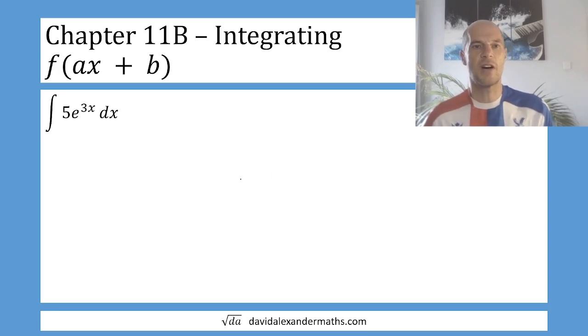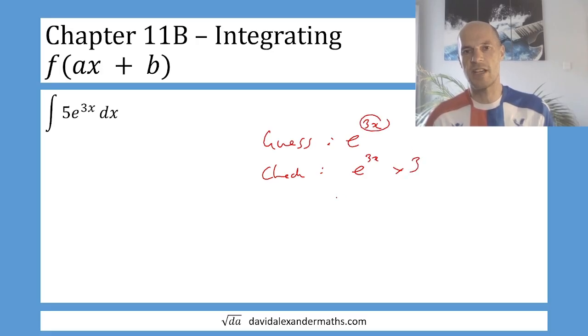Okay, here's another example, 5e to the 3x. So what we're going to do is we're going to ignore the coefficient and just guess that it's e to the power of 3x. Right, let's perform a check. So it's e to the power of 3x multiplied by the derivative of the 3x, times 3. So that is 3e to the 3x.